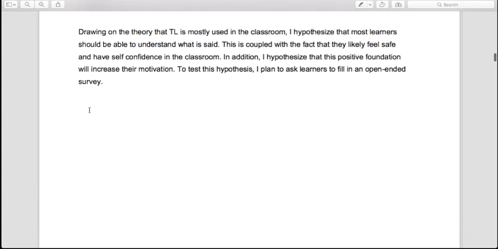Then the person ends their introduction, drawing on the theory that target language is mostly used in the classroom. I hypothesize that most learners should be able to understand what is said. This is coupled with the fact that they likely feel safe and have self-confidence in the classroom. In addition, I hypothesize that this positive foundation will increase their motivation. To test this hypothesis, I plan to ask learners to fill in an open-ended survey.